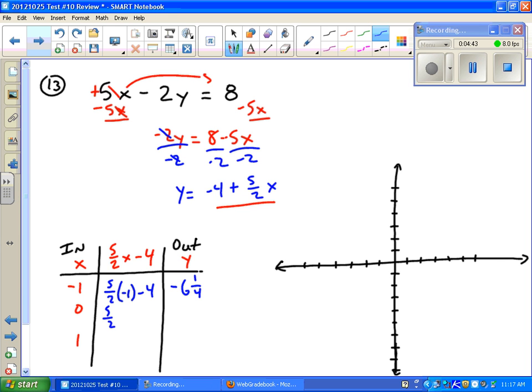5 over 2 times 0 is 0 minus 4, which is -4, and 5 over 2 times 1 minus 4 is 2 1/4 minus 4, which will be negative 1 3/4.